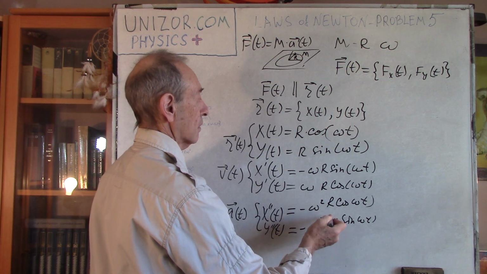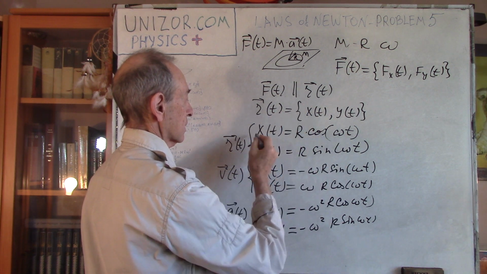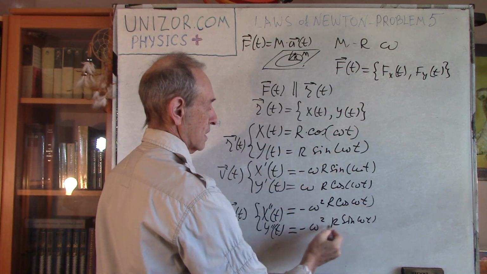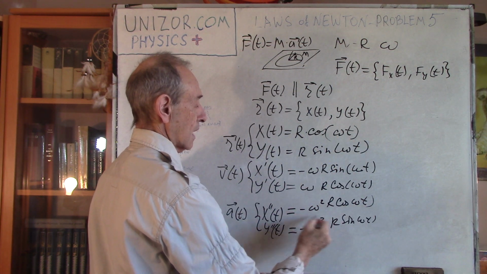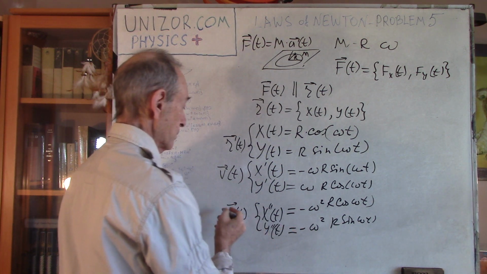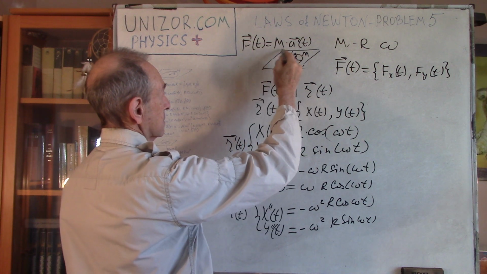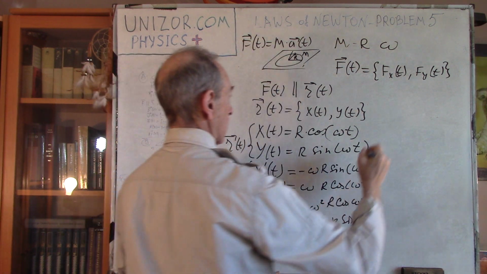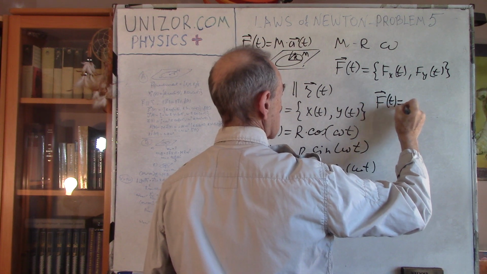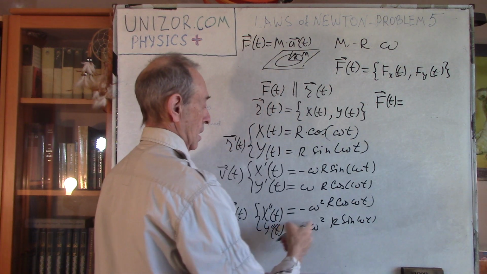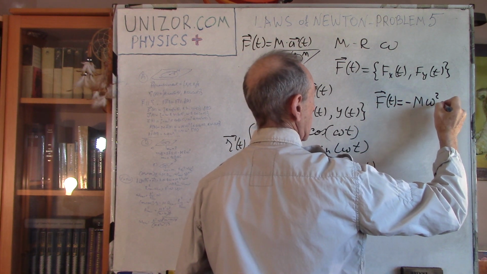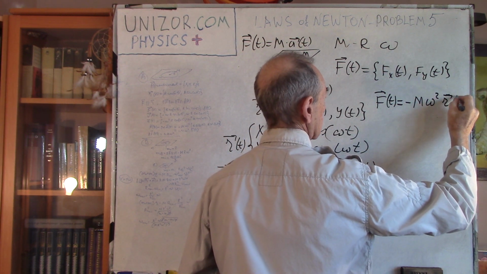Here, very important, this is the acceleration vector. It's collinear with the position vector. You see r cosine, r sine, and the only proportionality is minus omega squared. So if we multiply it by mass, we have that F of t is equal to minus m omega squared times the position vector.